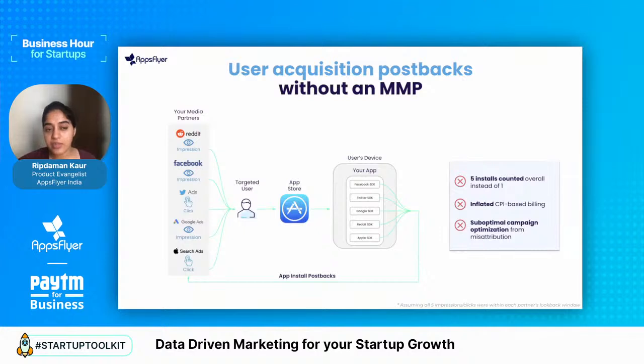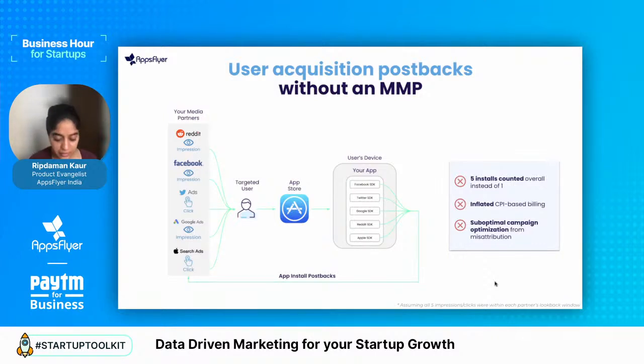And with the absence of an MMP, like I said, all your media sources would be claiming as many installs as they want. If the media sources do that, you will end up paying for a single install multiple times. You will see an inflated CPI-based billing. And of course, campaign optimization will also drop considerably, because you will not be able to understand which of those users have already installed the app, or where exactly the campaign went haywire. So there's a lot of confusion if there were no postbacks.